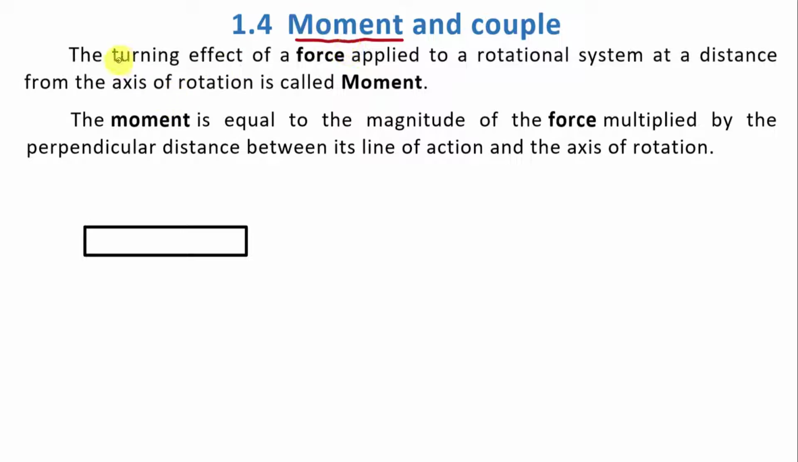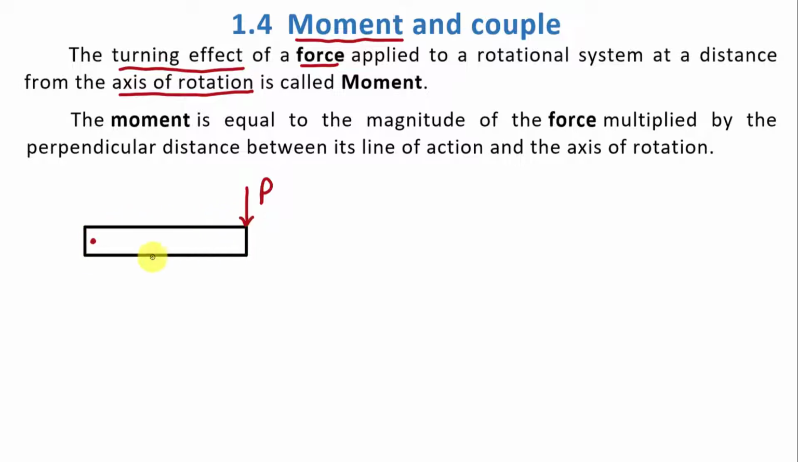What is moment? The turning effect of a force applied to any rotational system, or we can say any system, at a distance from the axis of rotation, is called as moment. Now let's say we have this system in which here there is a point about which this body can rotate. Let's say we apply here a force in this direction. Let's say it is P. Here when we apply this load P, this body is going to be rotated about this point.